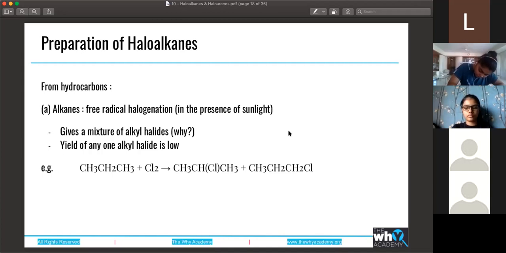So this you have already studied. You know the mechanism: free radicals are formed, propagation, termination. The main point is you get a mixture of alkyl halides because it is free radical, and the yield of any one alkyl halide is low. So you can't do a targeted reaction in this.